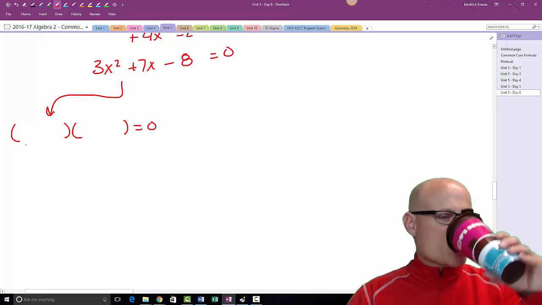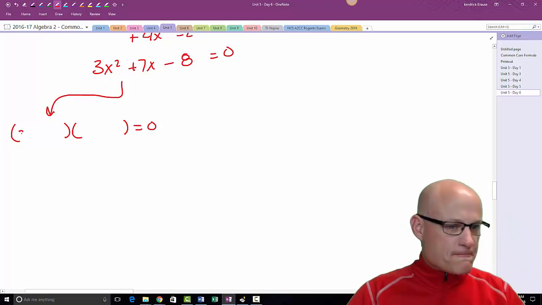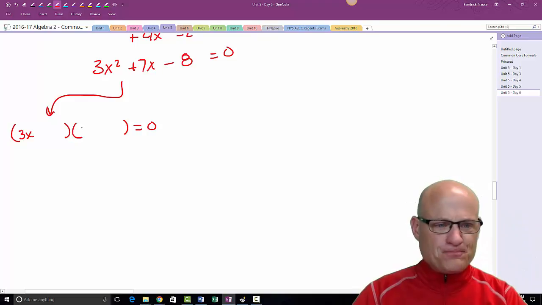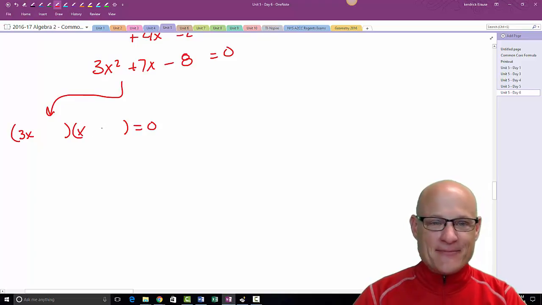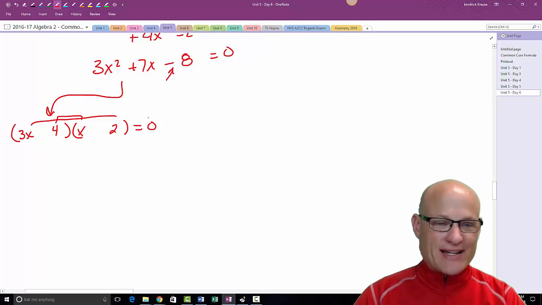I know it's got to be 3x and x, excuse me, because that gives me 3x squared. Let's see, the easiest way to multiply to 8 is 4 and 2. I'll just put them in there, 4 and 2. Let's see, that's 6 and 4. Now, because this is negative, they're going to subtract to give me 7. 6 and 4 don't give me 7. That sucked.